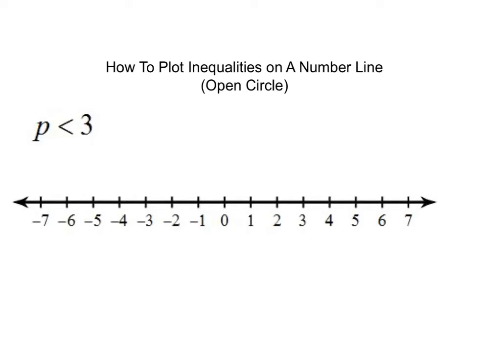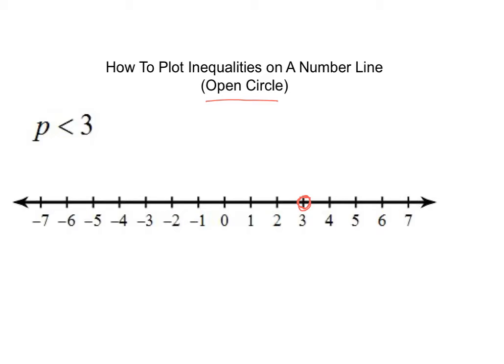So looking at a few examples, we have P is less than 3. Because it's less than, I will use an open circle when plotting on the number line. I will go to the number 3 and I will put an open circle. Now I need to decide whether to shade to the left or to the right. Whichever way your line goes, that means you're including those numbers as possible answers.